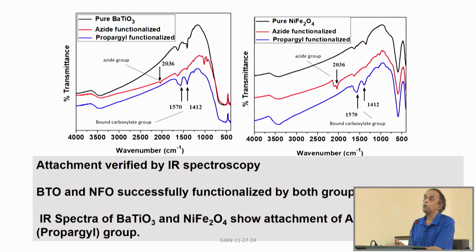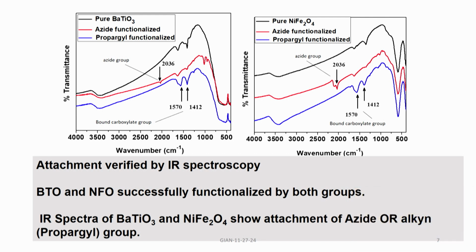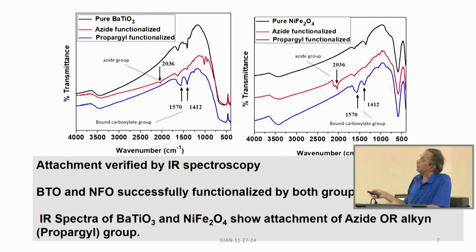The question is, how do you know the attachment was successful? How do you know that you have decorated your nanoparticles with two complementary groups? That is done through infrared spectroscopy. What is shown on the left and the right are the IR spectra before and after attachment, and these peaks that you see here are evidence that the attachment did happen.